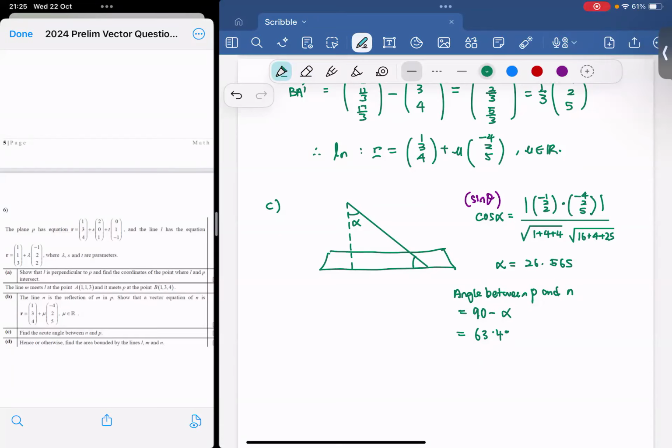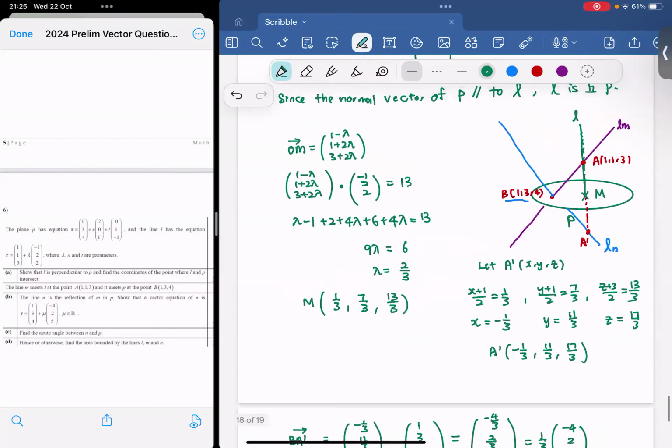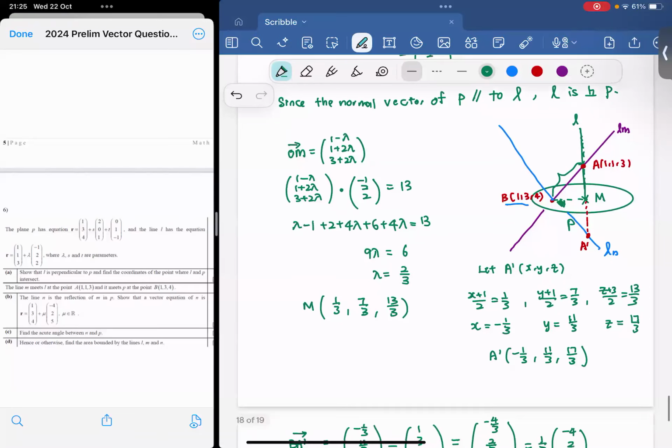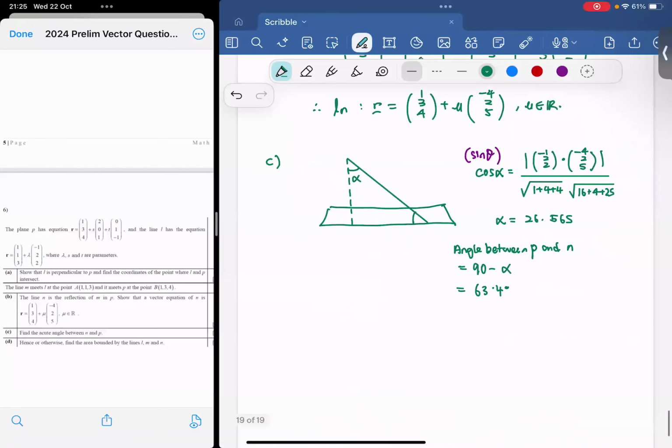Next, hence find the area bounded by L, M, and N. So go back to the picture. This is your angle of 63.4. So how do we find? We find this length, then we use half AB sine theta already. Because they say hence, that means I need to use the angle. So what do I do? I find AB first.